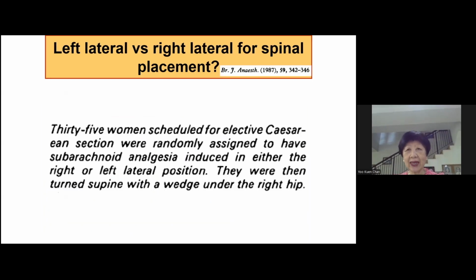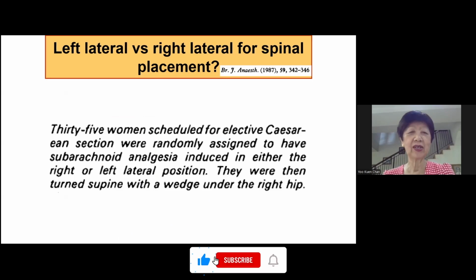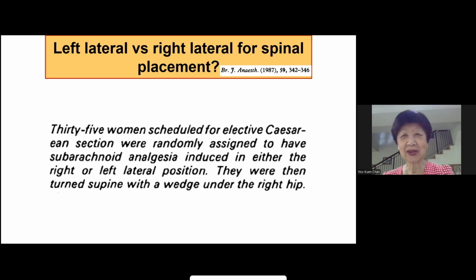Okay, so again, if you're doing it in lateral position, do you put the patient in the left lateral or right lateral? I did again ask this question when I was in the Philippines, and all of them said they would go for the left lateral. Maybe I should probably ask you, but I'm going to save time and not do so. But this study will tell you how to position the patient.